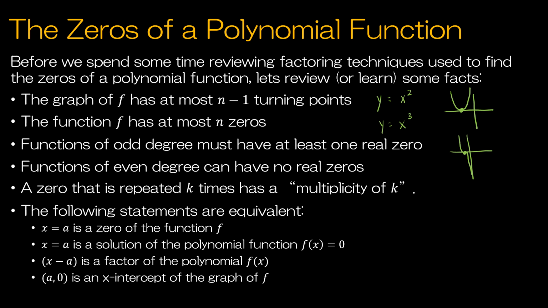So we talked about the fact that a zero is where it crosses the x-axis. It's an x-intercept. We're going to be working on factoring, and that's how we're going to factor. It's factoring in order to find those x-intercepts or zeros or solutions of the polynomial function. So let's get started reviewing factoring.